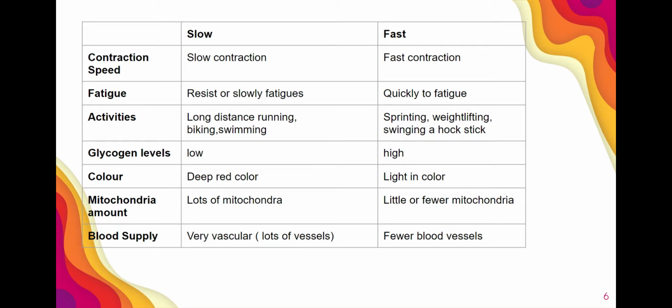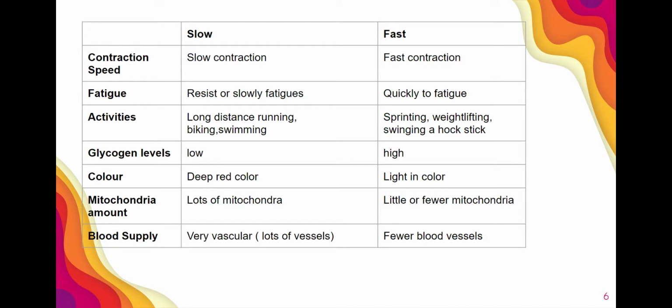And glycogen is just the energy level storages. So glycogen levels are very low. I shouldn't say low, but they're lower in slow twitch, and fast twitch is higher. The color for the slow twitch muscle is deep red, where the fast twitch is light in color. And that has to do with the lack of myoglobin available.